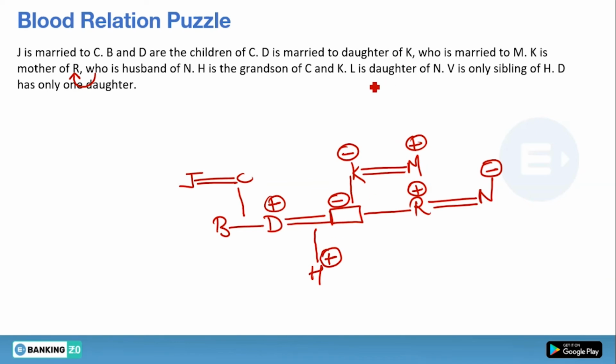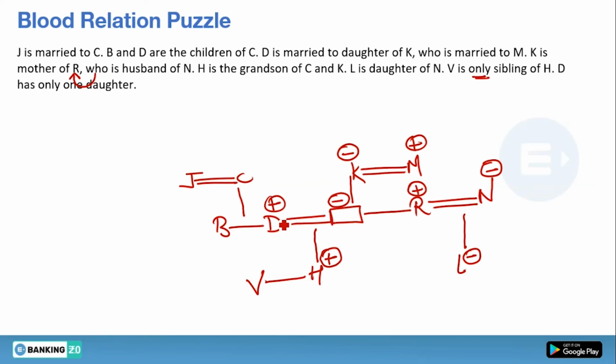Okay, now L is a daughter of N. L will come over here, and daughter means negative sign. V is the only sibling of H. Okay, so only sibling means either brother or sister of H. They belong to the same generation, so we will use a single line. Okay, D has only one daughter.